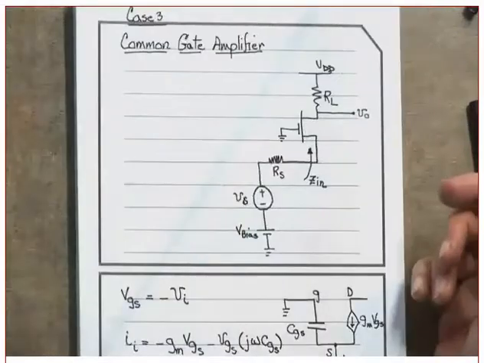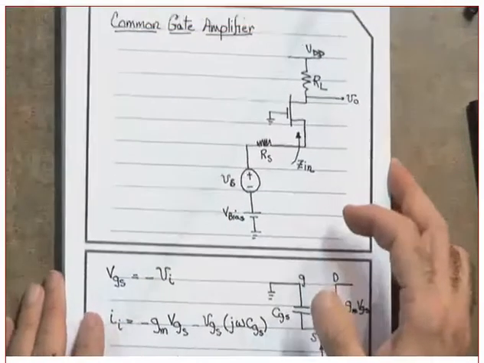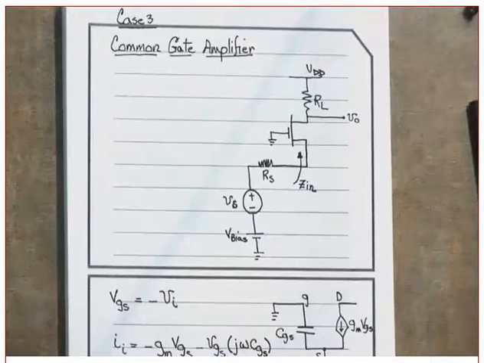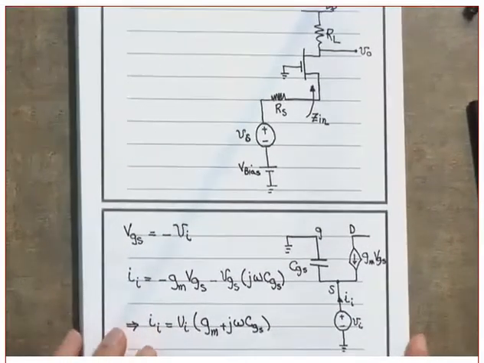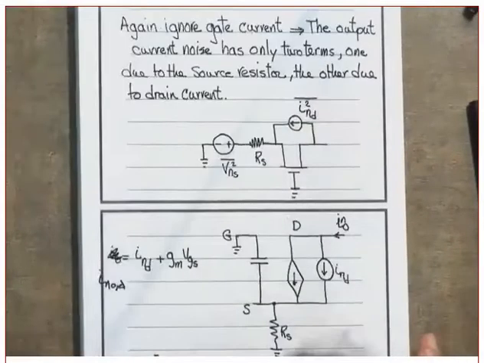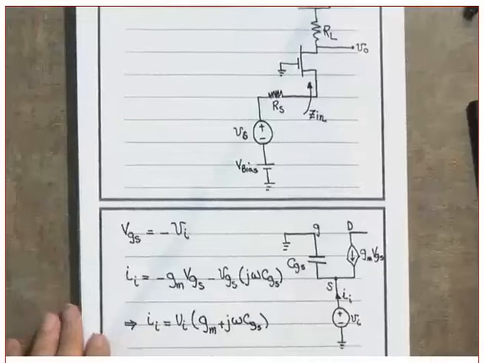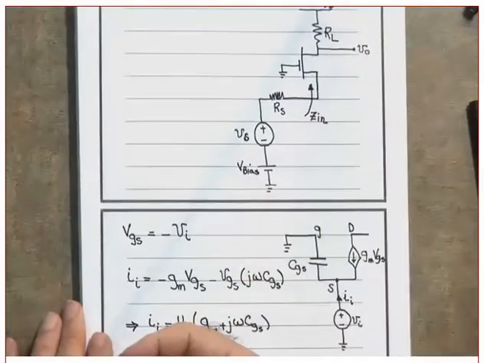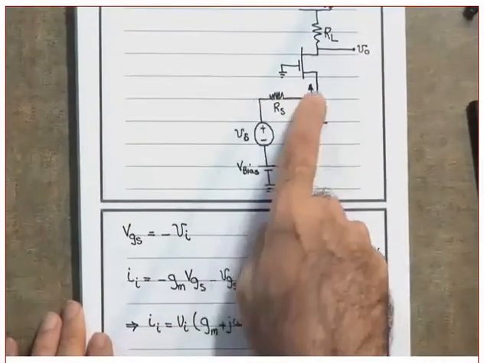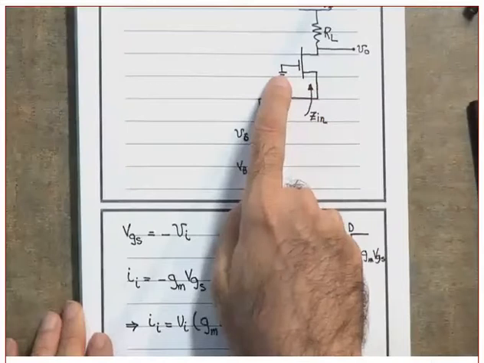Okay. The third one, which we also went through before we ran out of time, is the common gate amplifier. Let me ask you a question first of all. That's the common gate amplifier. Where am I applying the input now? The input is now applied from the source. The gate is grounded.